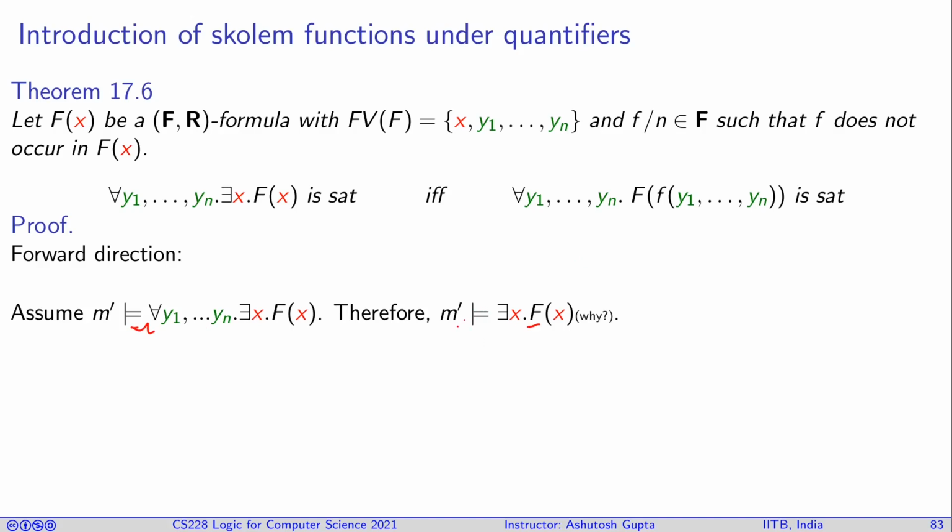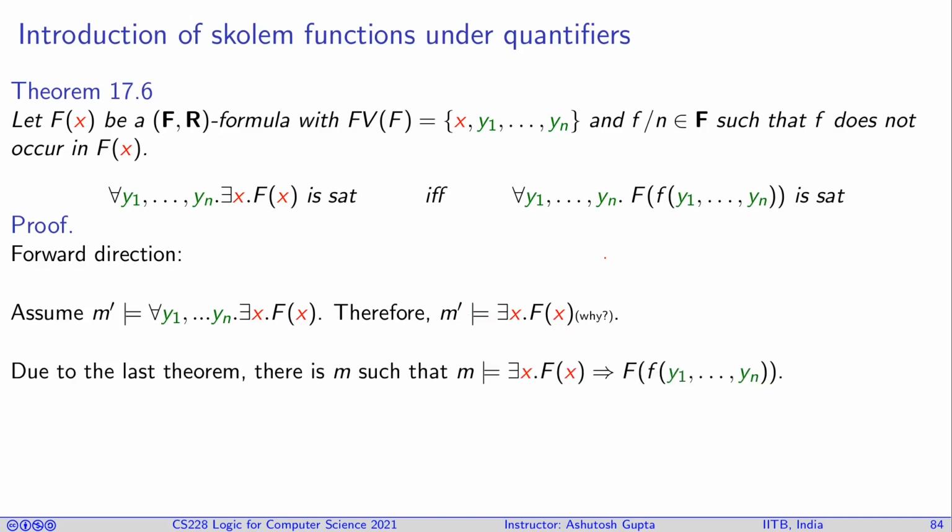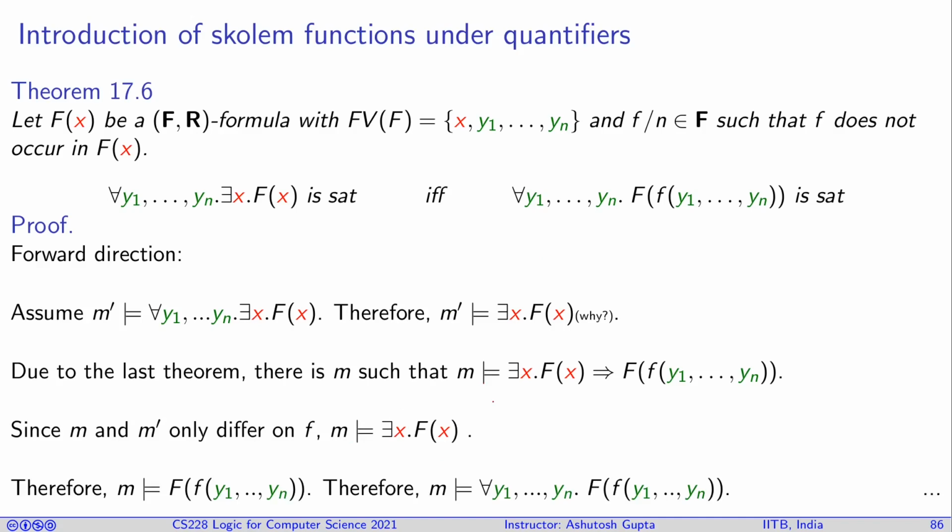Therefore I'm saying that for any assignment you pick, this will be satisfied. And so this is okay. Due to the last theorem, we can say that there is m such that m satisfies there exists x f(x) implies f(f(y1 to yn)). Now this m and m prime only differ in the interpretation of small f, so we can say that m also satisfies there exists x f(x), and using these two facts I can simply conclude that m satisfies this formula. Now look at the reverse direction.